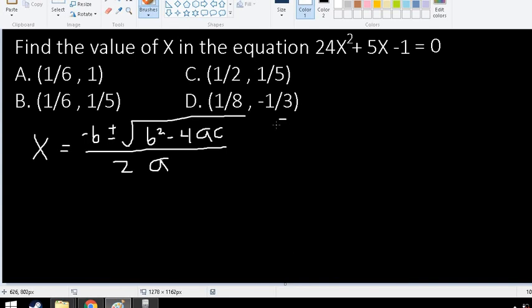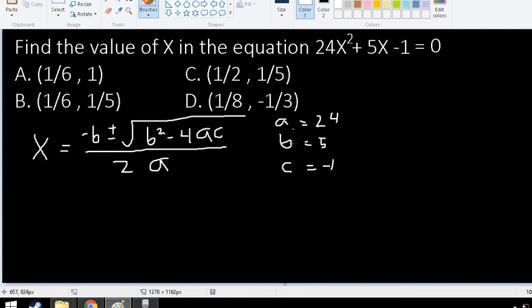The value of a, b, and c. A is 24 since it's the coefficient of x squared. The value of b is 5. And for c, it's negative 1.